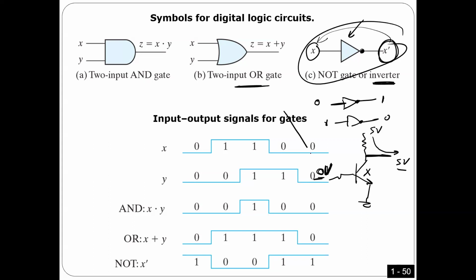So 0 volt is equivalent to logic 0. 5 volt is equivalent to logic 1. So I give logic 0, I get logic 1. Same thing here: if I give the circuit 5 volt, the transistor becomes a short circuit. It connects like a switch, open or connect. So here it's going to connect, and the output will be 0 volt. So I give 5 volt, I get 0 volt.